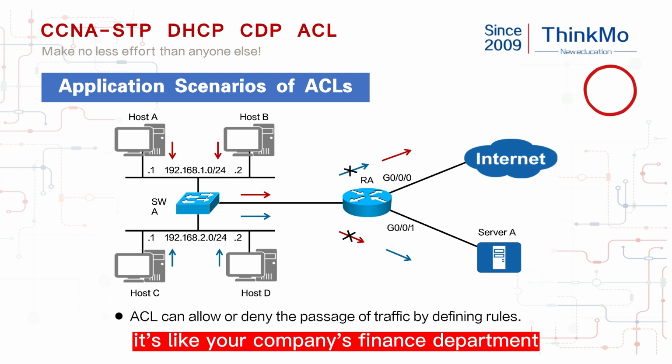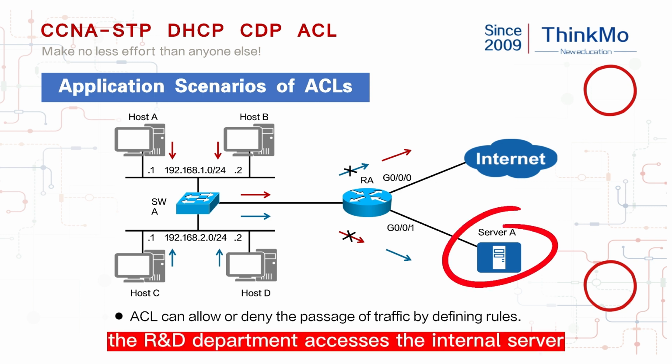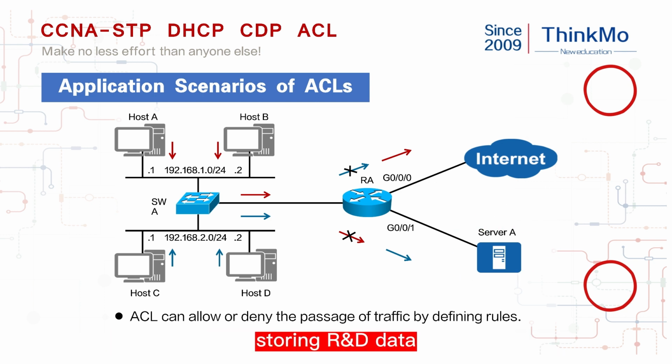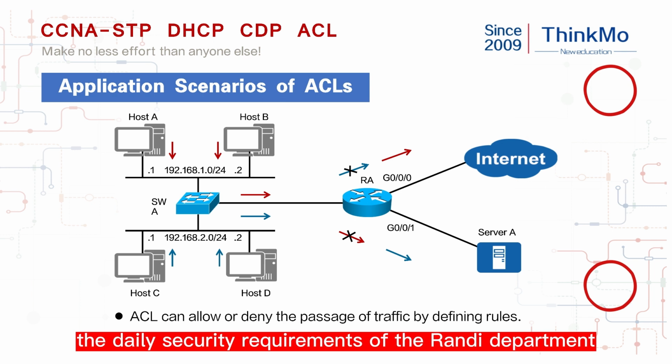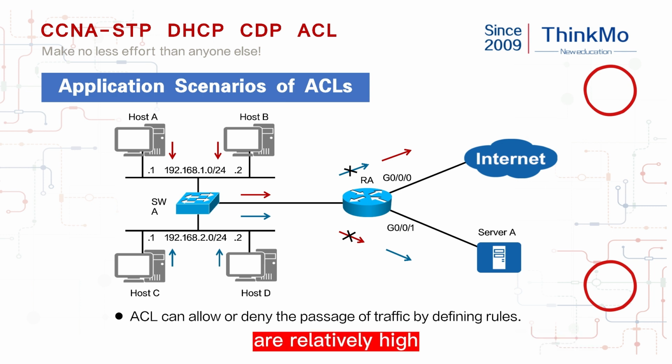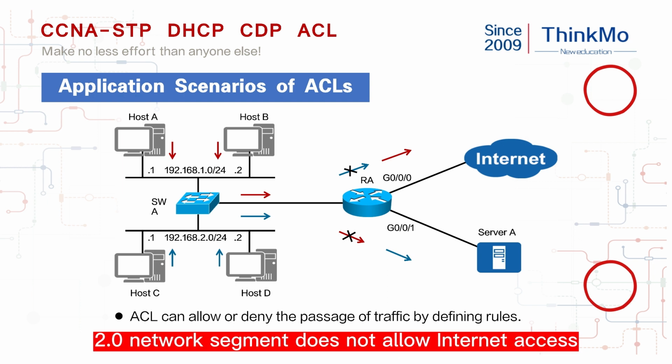It's like your company's finance department, and this is the R&D department of your company. The R&D department accesses the internal server storing R&D data, and other departments of the company do not have the right to access. The daily security requirements of the R&D department are relatively high. Some devices cannot be directly connected to the internet. Therefore, the planned 2.0 network segment does not allow internet access.